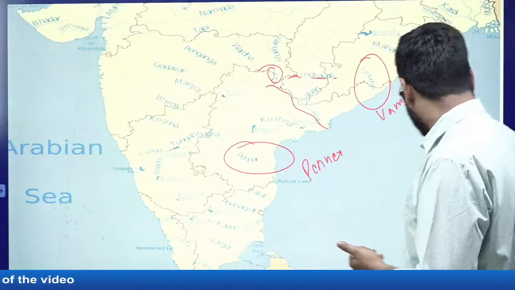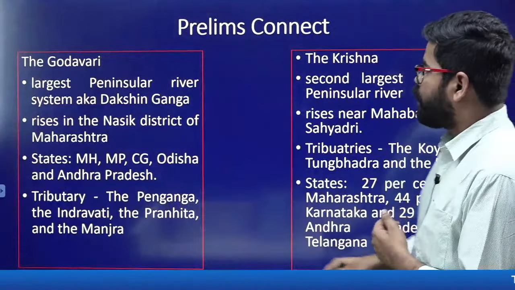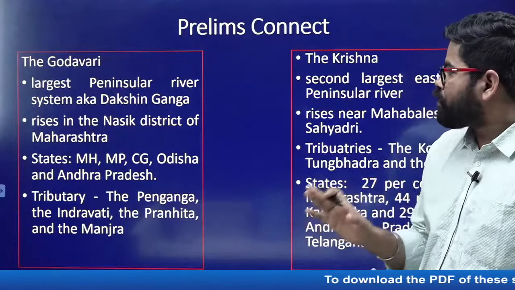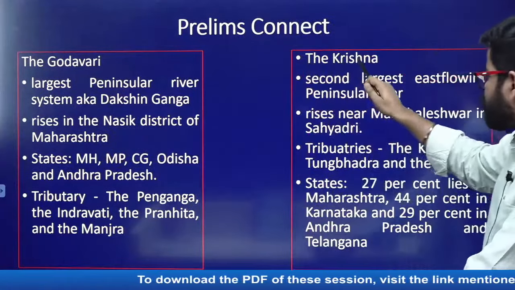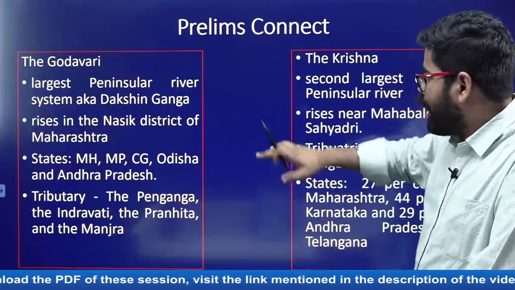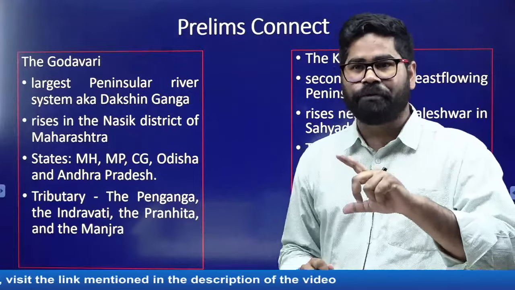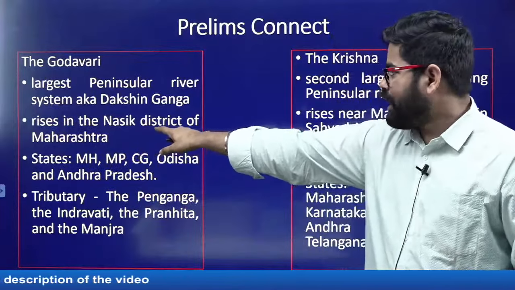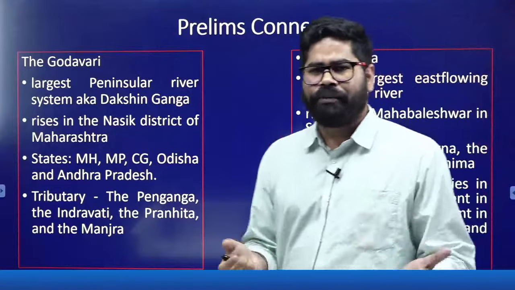Okay, now let us see about these two major rivers of peninsular India. If we talk about Godavari, Godavari is the largest peninsular river, also known as Dakshin Ganga. Okay, it starts in Nasik district. See the Krishna also, it rises there, Mahabaleshwar in Sahyadri. Okay, so sometimes they are asking about the locations also, that where it is originating from. We have seen that question in Teesta also. So here they are originating first Godavari from the Nasik district of Maharashtra, and then Krishna from Mahabaleshwar in again Western Ghats.